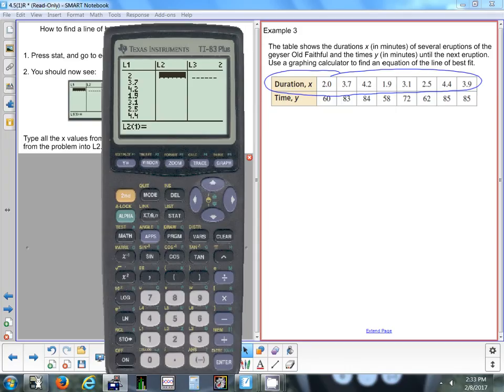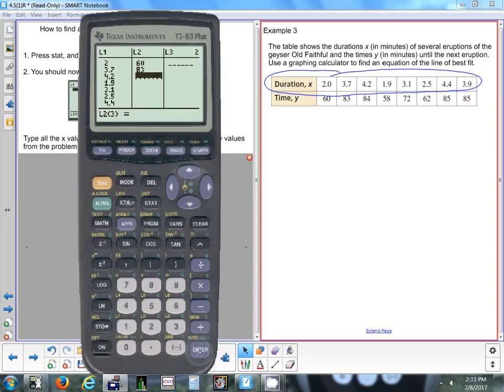What's the first Y value I type in? 60. Hit enter. What's the next one? 83. Okay, and keep going till you type all those in. 72. If you make a mistake, you can just highlight the number like I did. Just type in a new one if you enter it wrong. What's the last one? 85.